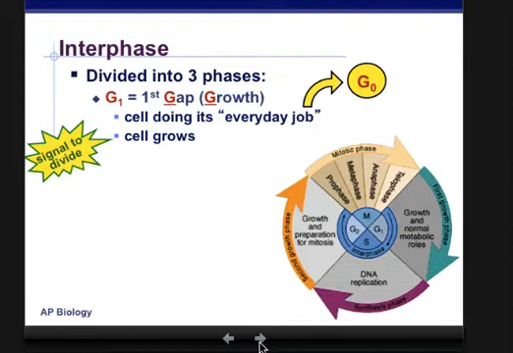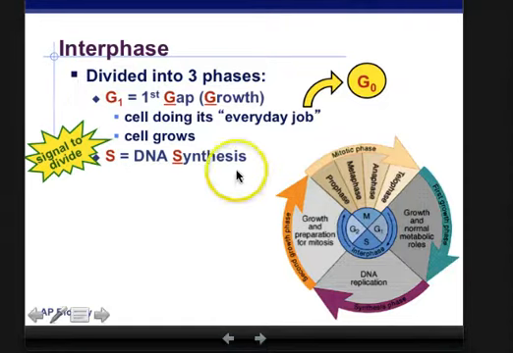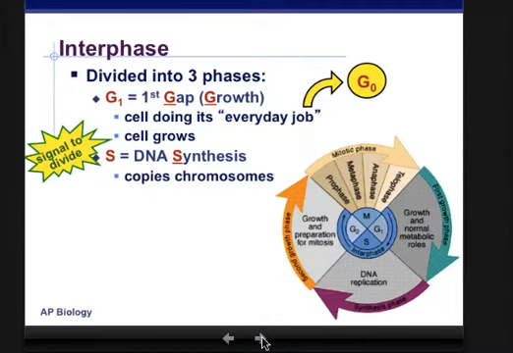okay, and it can receive a signal to divide, and that will take the cell into the next phase, which is the S phase, when DNA synthesis is occurring, and that's when we're going to get a copy of chromosomes, and then we move right into G2, the second gap phase for growth, in preparation for division.